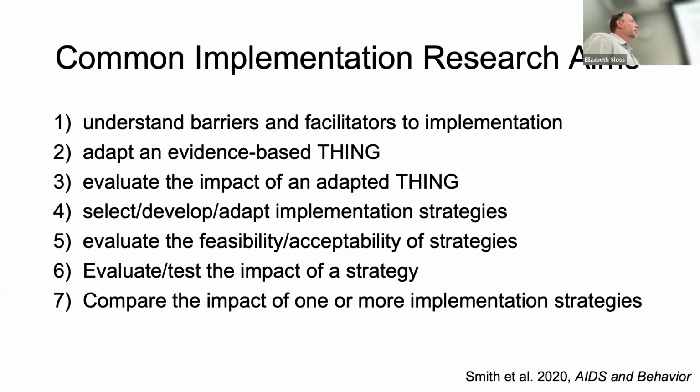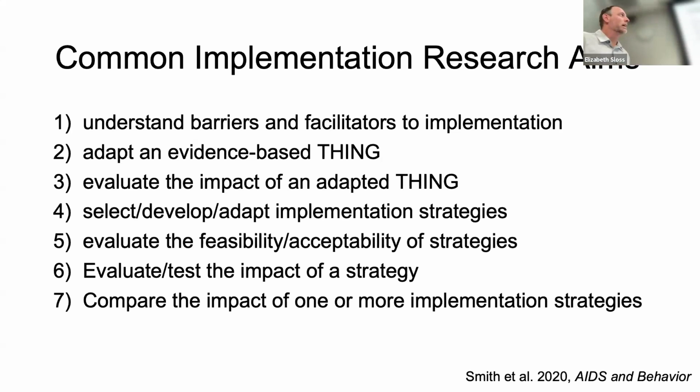There's also quite a bit of research that aims to just adapt an evidence-based intervention. So we have something that we know worked down the street at our hospital here at Utah. What if we wanted to have it go national to other academic medical centers? Well, they don't all look like us. They have different barriers and facilitators. This intervention might need to be adapted to fit that context.